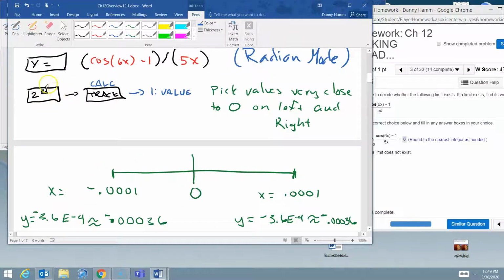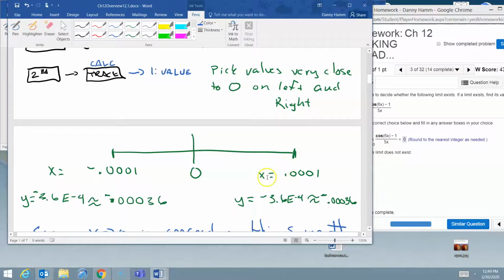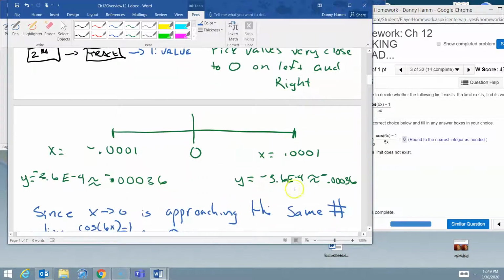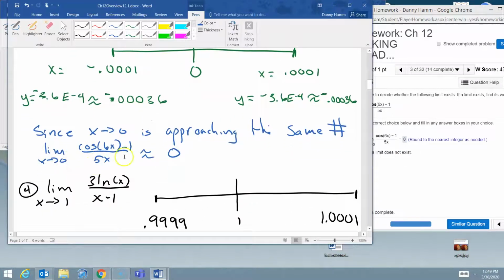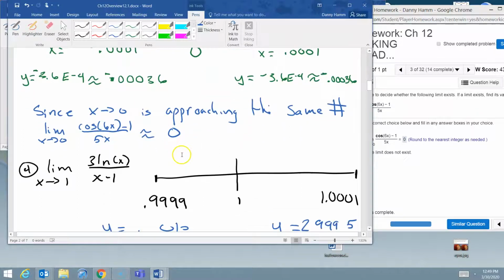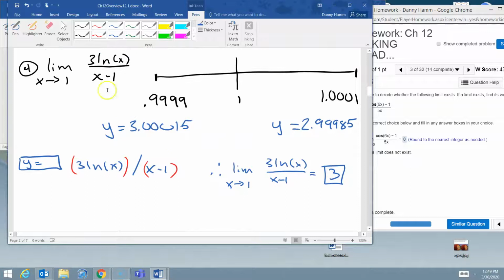Just remember, when you're plugging in these values, you hit second, trace for calculate, 1 for value, and then it'll ask you for which x value. If you don't remember, we did this in Chapter 8 for plugging in values. I'll do the same for the other side. You have to do it twice to compare values. As you can see, I get the same value. Since it wants me to round, the nearest integer is 0. So the limit as x approaches 0 of this function is approximately 0. Then we're going to do the same process for number 4.